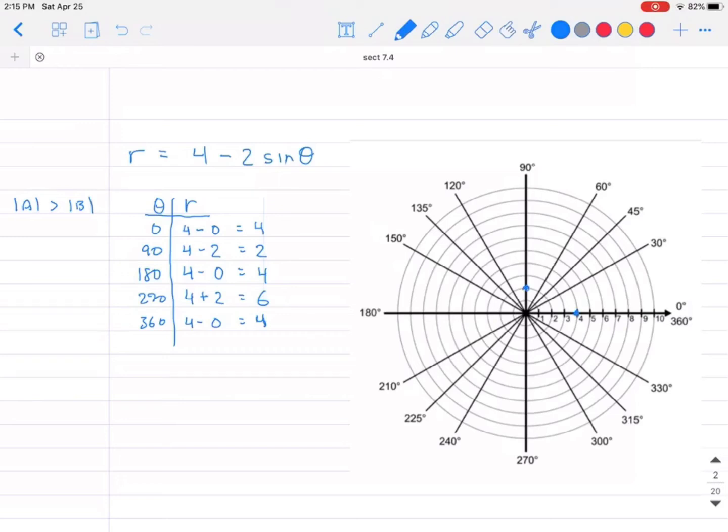So now let's go ahead and sketch out the graph. 0, 4, that is going to be over here. 90, 2, that is going to be over here. 180, 4, that is approximately over here. And then 270, 6, so 1, 2, 3, 4, 5, 6, so that's down here. And then finally 360, 4, which is going to be at the same point as the start.